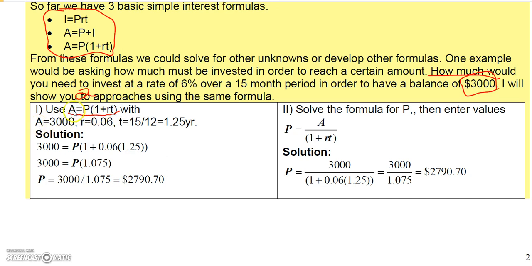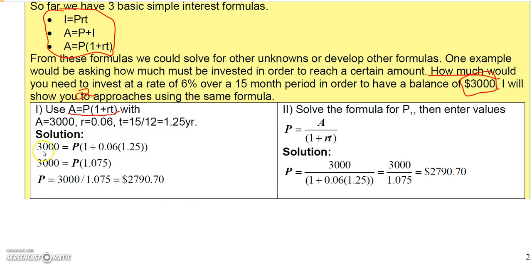for amount $3,000. The principal is my unknown because I want to know how much we need to invest in order so that it will grow to $3,000. So that would be the principal. And then we know the R is 0.06 in decimal, and then the time is 15 months. And if you convert that to years, 15 divided by 12 would be 1.25 years.